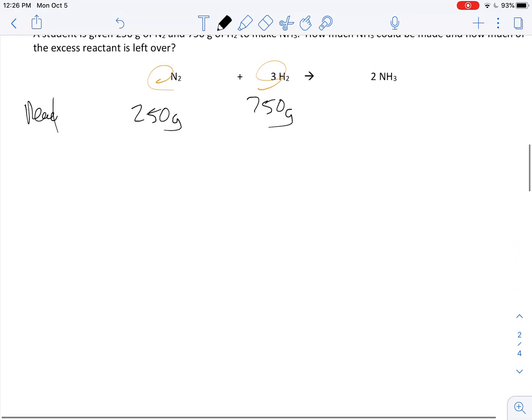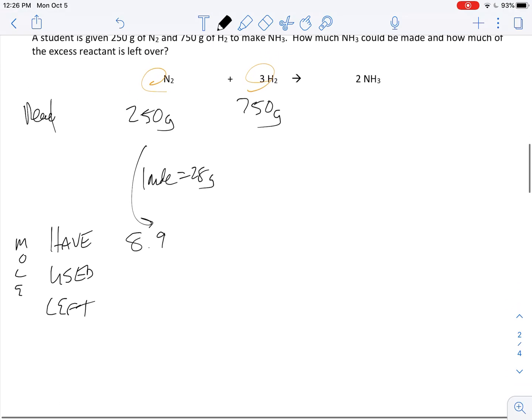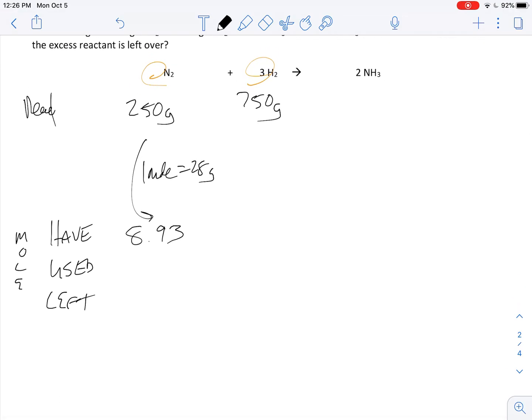Now let's go ahead and get into my mole world. And if I have my mole world down here, then I'm going to have 3 rows: have, used, and left over. So my first is my have. I have grams of each, so I've got to get these into moles. This stuff here is 1 mole per 28 grams, and so I'm going to have about 8.93 moles here that I actually have. Hydrogen here weighs 1 mole is 2 grams.